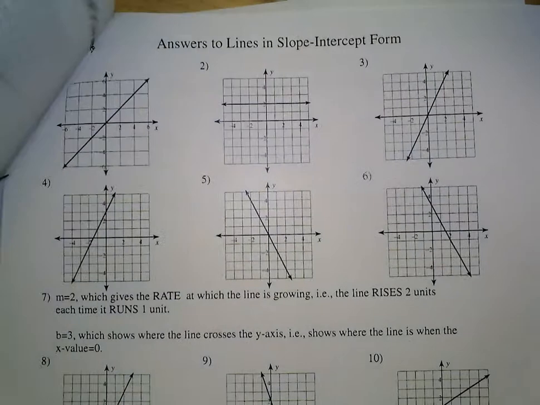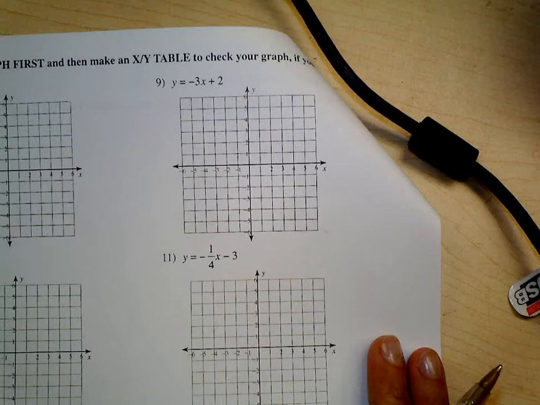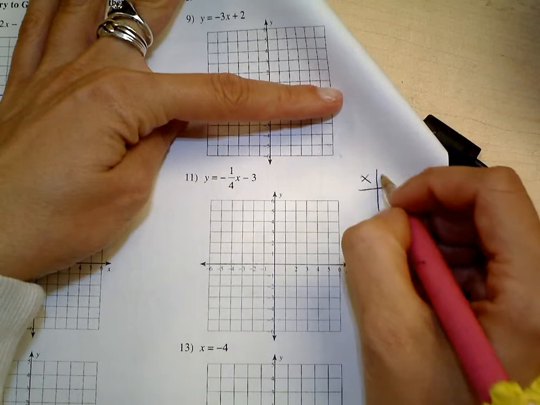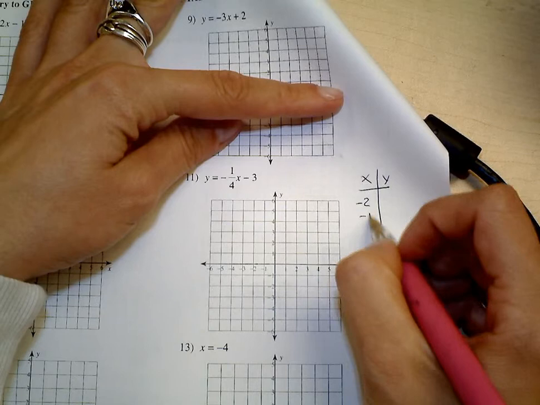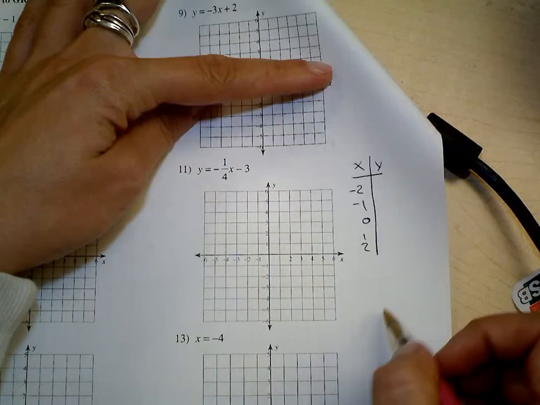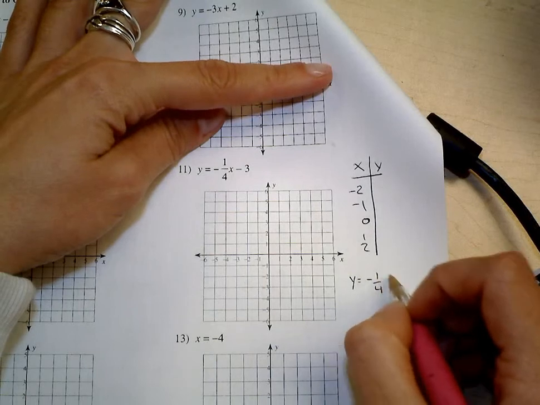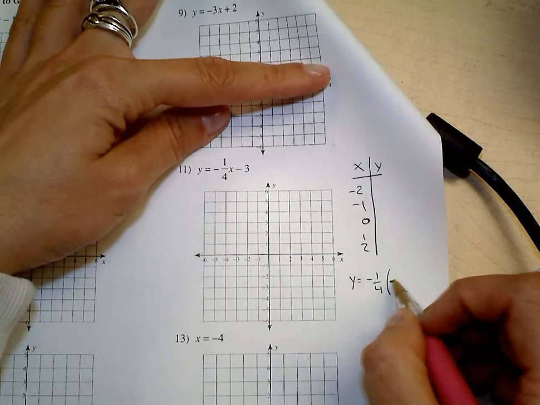Let's do another one. Let's do number 11. Okay, so I'm going to do my XY table, and I'm going to choose those same numbers, -2, -1, 0, 1, and 2. And I'm going to plug in for X and see what I get for Y. So Y is equal to -1/4 times X, which is -2. But look what I'm going to do to this -2.